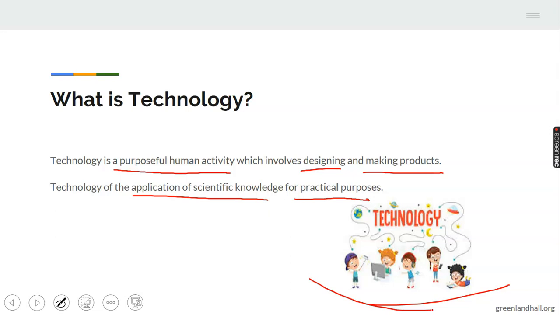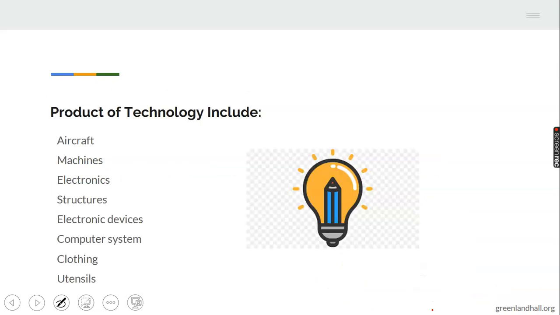You may be thinking, is it only laptop? Is it only phone? By the end of this class, you will be able to discover a lot of materials that are products of technology, a lot of things that are related to technology, and we'll be looking at their properties and their uses. Now let's go to some products of technology we have around us.